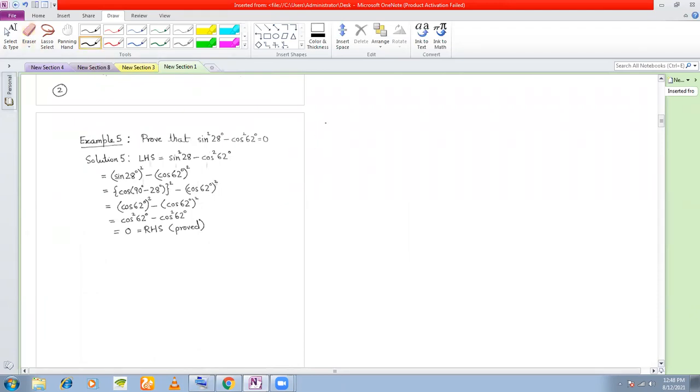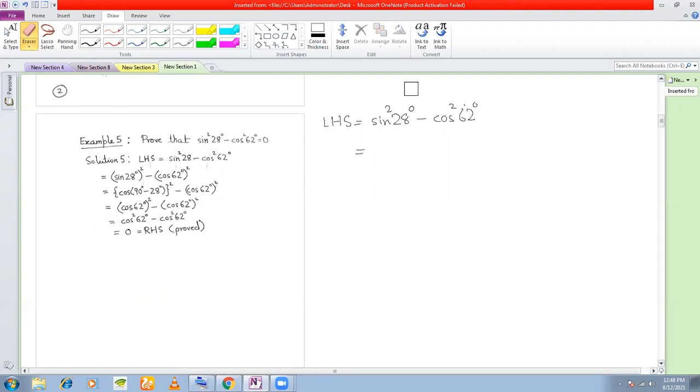Next question is prove that. We start from the left hand side. For proving sums, normally we start from the left hand side. Left hand side is sine square 28 degrees minus cos square 62 degrees. Now there's another thing that you see here: if you add up these two angles, you get 90 degrees, right? And also, sine and cos are interchangeable. Sine can be changed to cos and cos can be changed to sine. So you change either one of them because the sum of the two angles is 90 degrees.